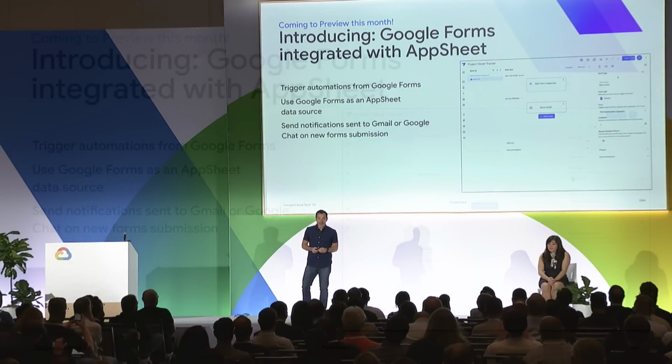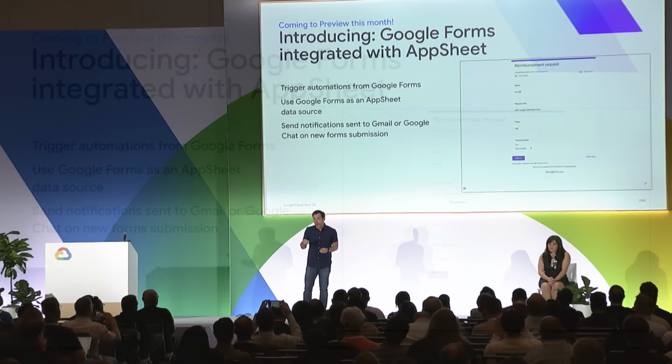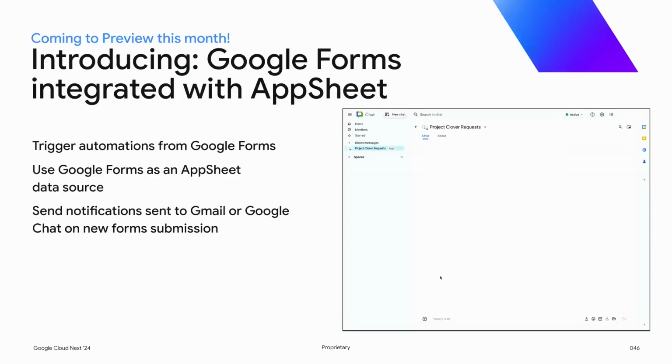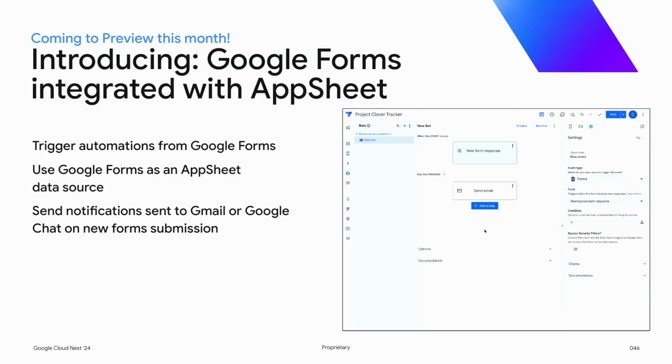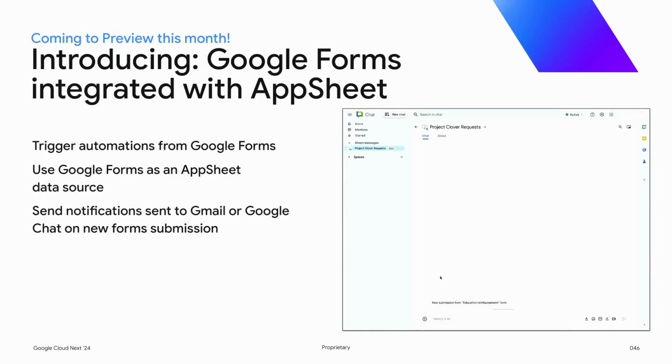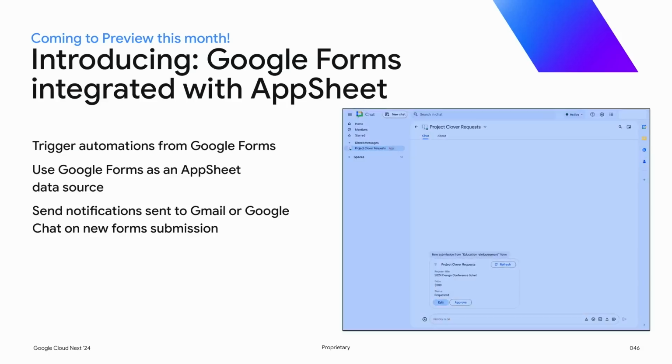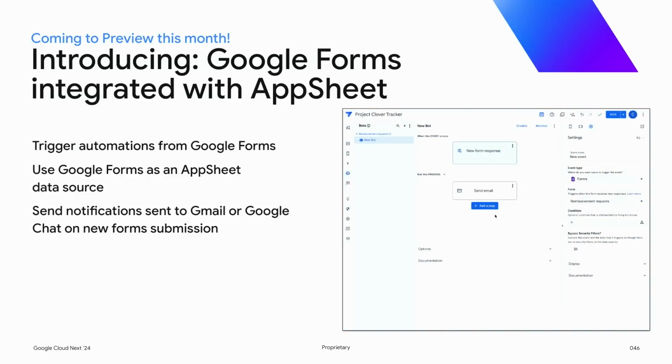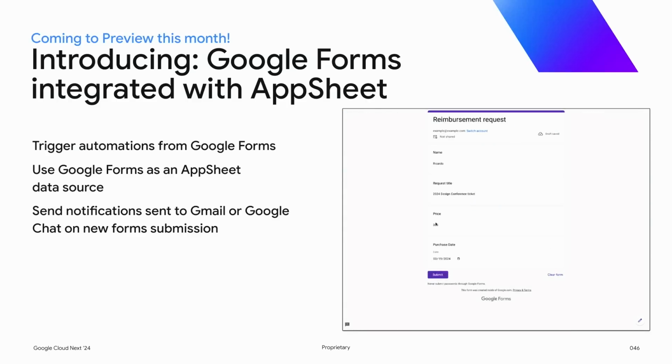One thing that we're very excited to announce today and coming to a public preview in a few weeks is full integration with Google Forms. There's two primary aspects of this integration, and I'll be demonstrating this here shortly. The first is full support for Google Forms as a data source in an AppSheet app. That means in just a few moments, you can create an AppSheet app directly from a Google form and immediately have access to all of the underlying form responses in the form.